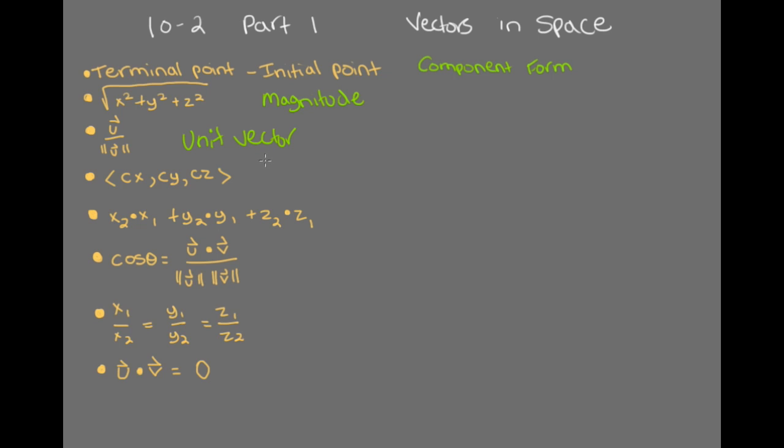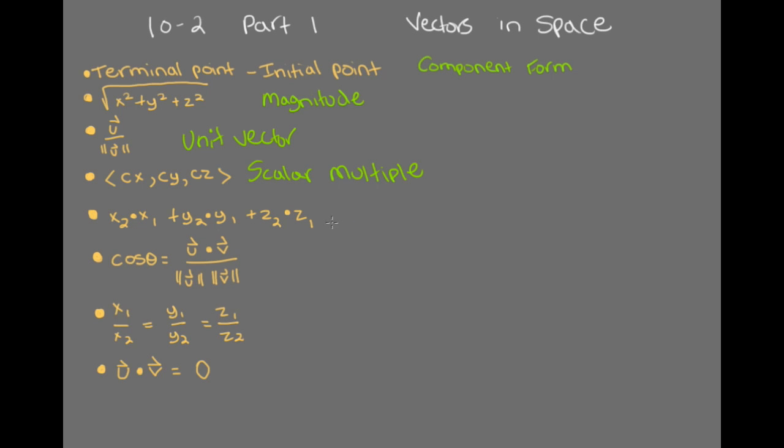Next, what we have here is scalar multiplication. Basically, we have a vector x, y, z in component form, and we're multiplying it by a constant c. So we just distribute that constant c to all three terms. We get cx, cy, and cz in component form for that particular vector.